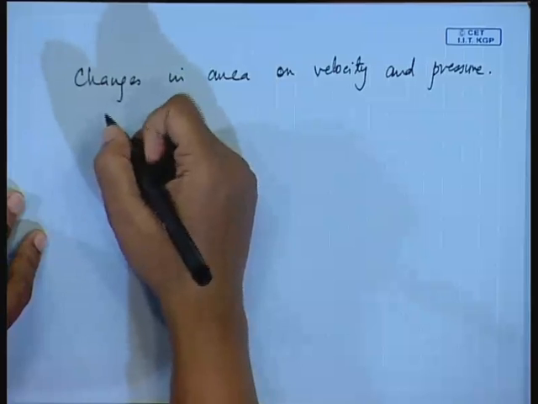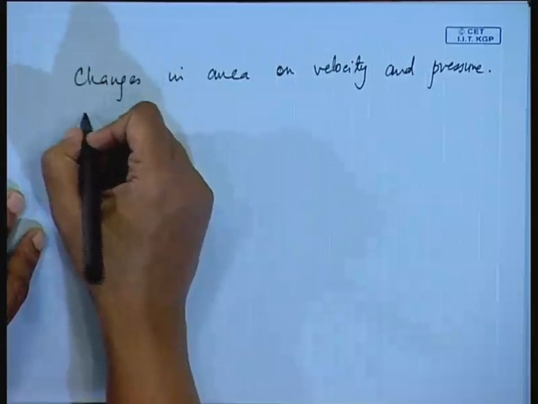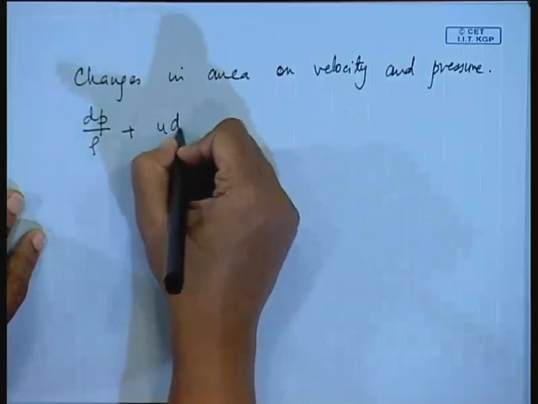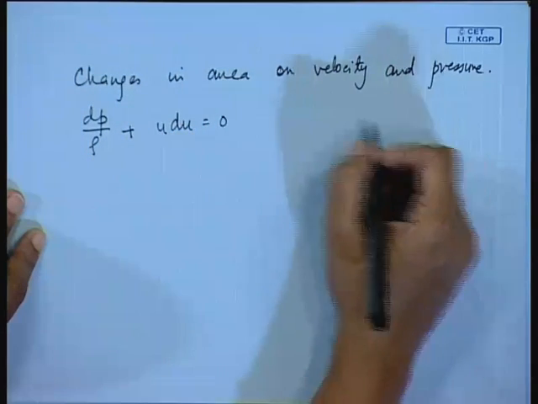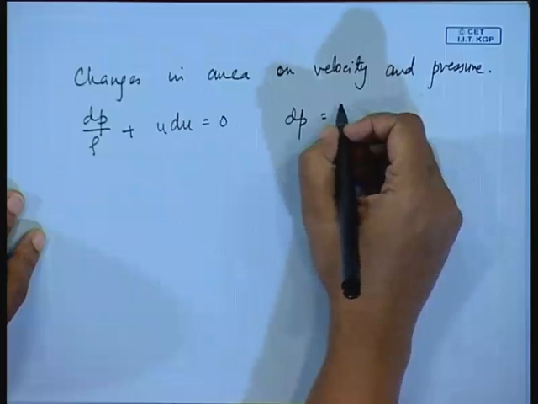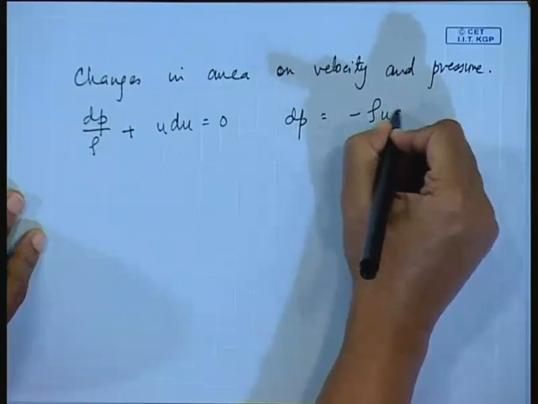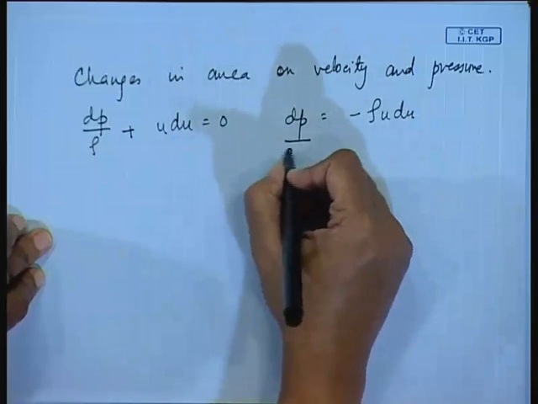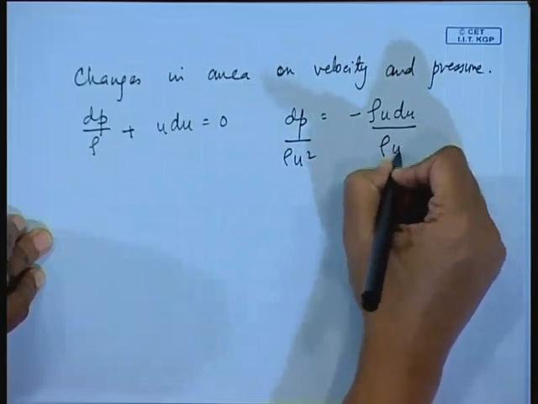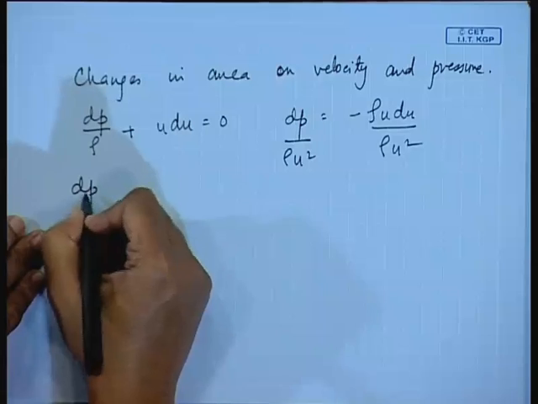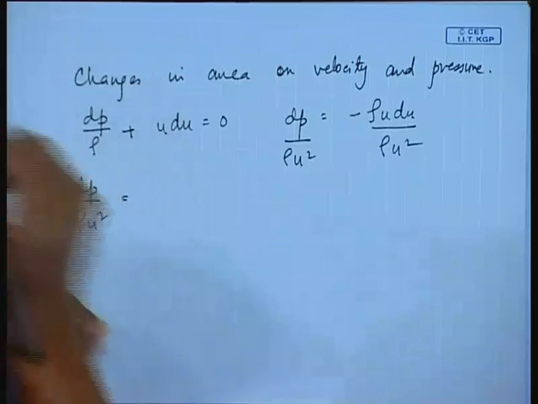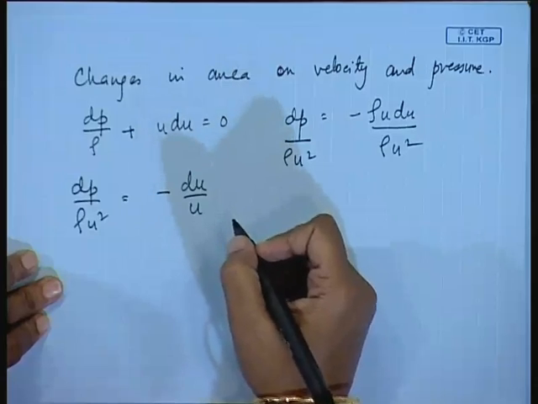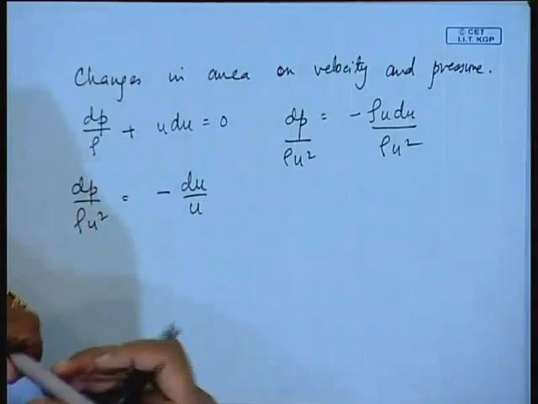as well. Now, let us start from the basic equation which we had derived in the last class, dp by rho plus u du equals 0, or in other words we can write it as dp equals minus rho u du, isn't it? Now, dividing both sides by rho u square, we get dp by rho u square equal to minus du by u. Okay? Now, this is one equation.